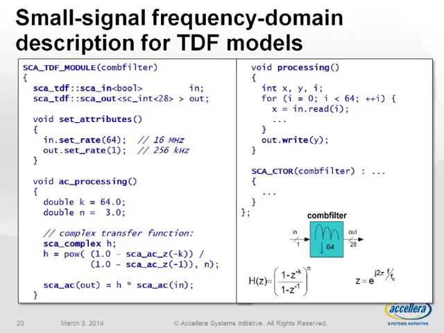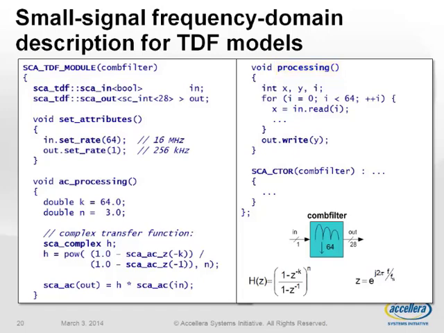Here we have the TDF model of a digital comb filter. You can see that in the set attributes callback, it consumes 64 samples at its input and produces one sample at the output, so it also downsamples the signal. The processing member function, which we saw in our first lab with the sine source, would here contain the DSP algorithm to implement the transient comb filter behavior.